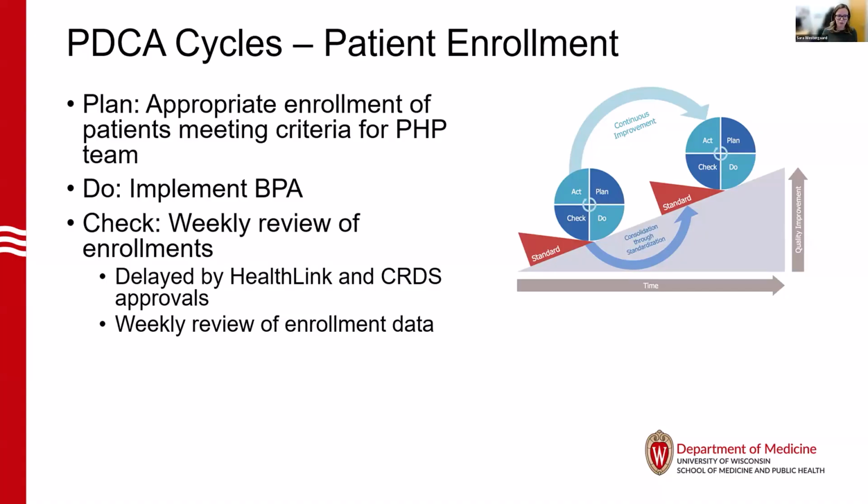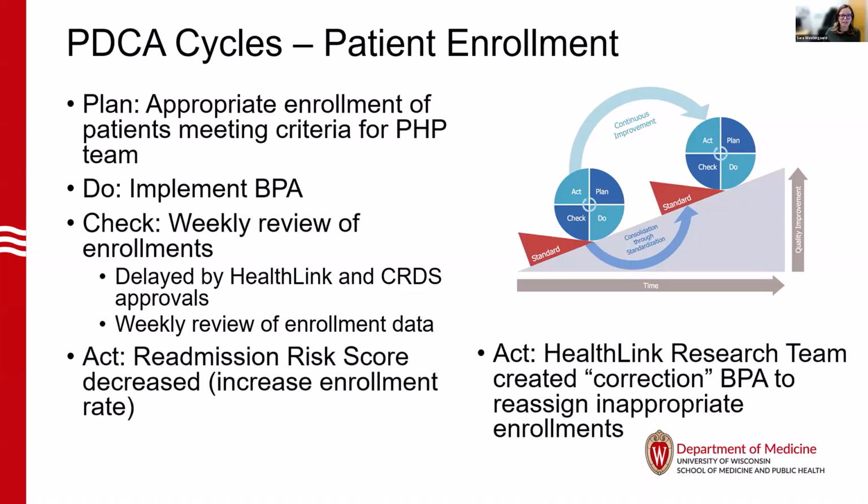Eventually, I was able to review the enrollment data, and by doing so, made some adjustments to the readmission risk score to make sure we were meeting our target enrollments. And because there's always human error in design, there were some patients who were inappropriately enrolled. The HealthLink research team helped me create a correction BPA to be able to reassign some of those inappropriate enrollments.